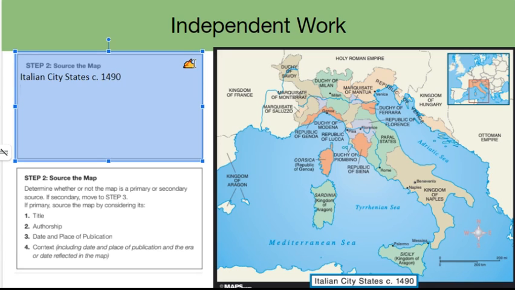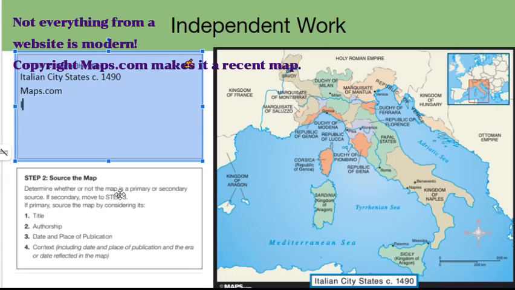The authorship. It says in that bottom left corner over there, can you see it? Maps.com. That means the internet was around, and in 1490 there was no internet. Date and place of publication, I don't know. But for context, the era or date reflected on the map: well, it's from a website, so it is modern, meaning it's current. It's not from the time.